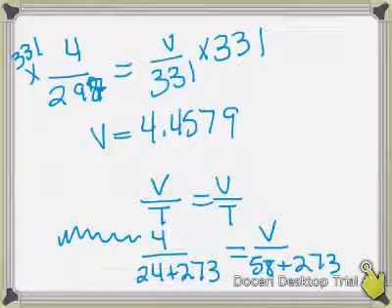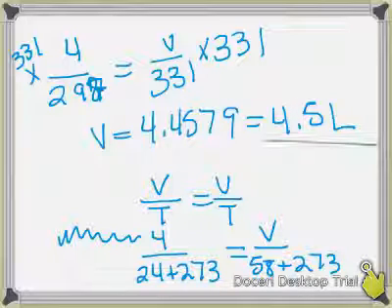4.4579. Does anybody remember how many sig figs we were allowed to keep? The problem's not up there anymore, so it's hard for us to see, but they gave us 24 and 58 degrees Celsius. So we are only allowed 2. So how do I round this to 2? 4.5. And what's my unit? Liters.